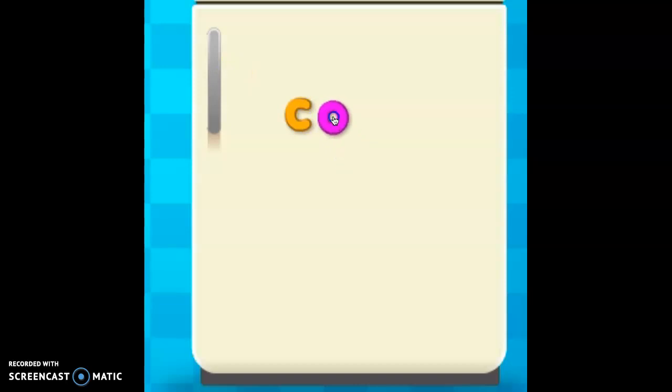O, B. So we have k, o, b, cob. Good. Go ahead and skywrite that one for me. Awesome job. Let's take a look at another one.